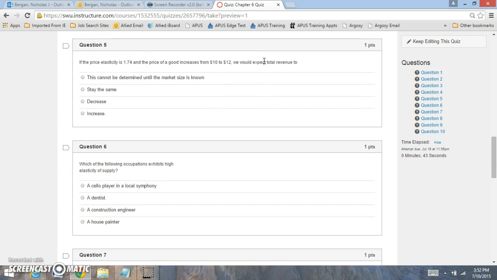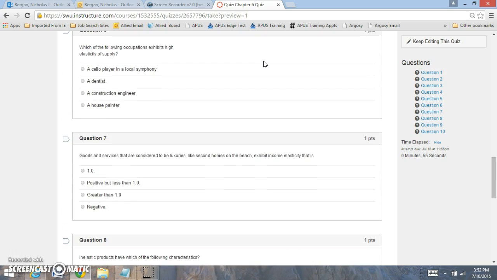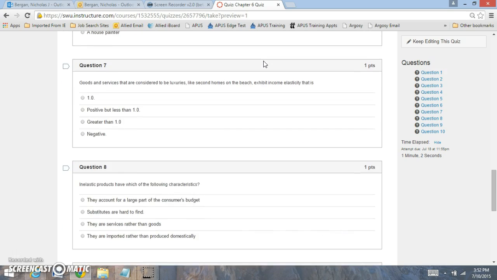If the price elasticity is 1.74, that means it's an elastic good, and the price of the good increases. So elastic good, price increases, consumers are not going to buy it. So what will happen to total revenue? Elasticity of supply. Question 6.